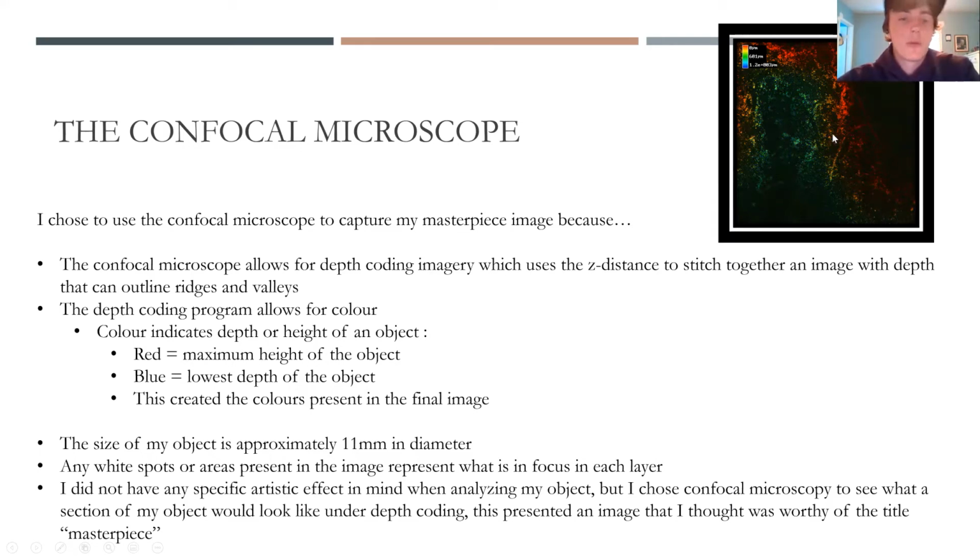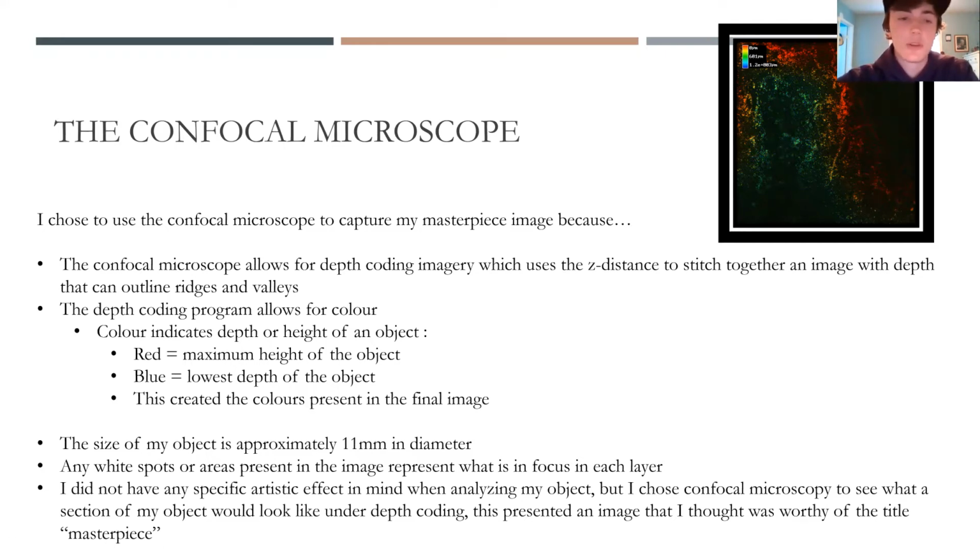So the depth coding program allows for color to appear on an image, because color indicates the height or depth of the object. That is indicated here with the red, yellow, green, and blue, where red represents the maximum height of the object, and blue indicates the lowest depth in the object. So this created the colors present in the final image.